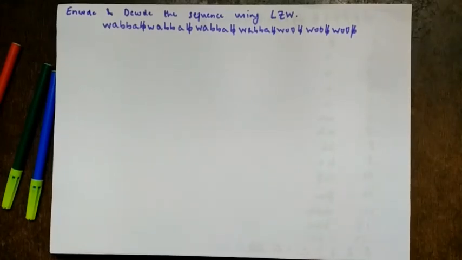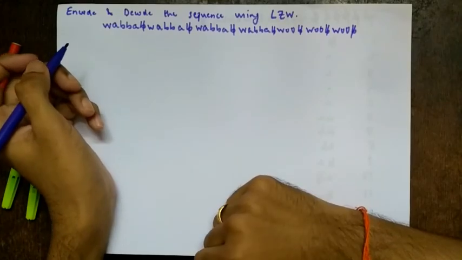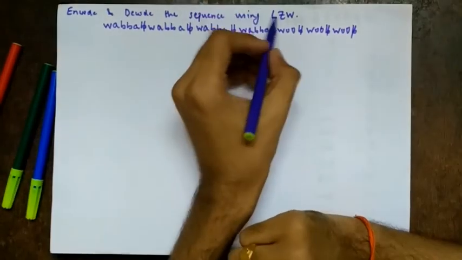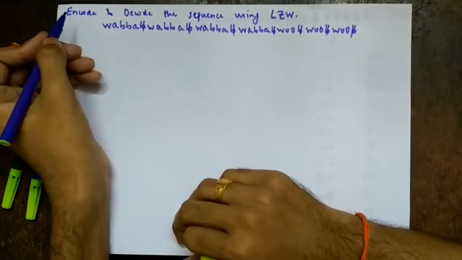So last week we started with dictionary coding techniques. The first technique which we saw is LZ77, second was LZ78, and we saw there were some problems with these techniques. So we now go to the main technique which is called LZW. Let's understand it directly with the help of an example. It is the best way to understand it.